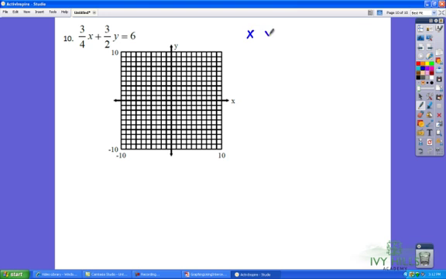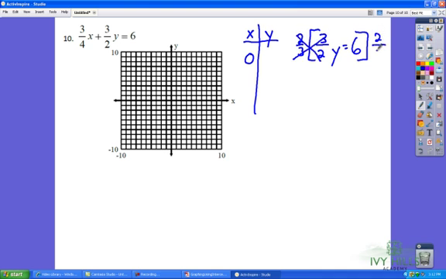For the last problem, number 10, making an xy chart again. Remember, if I'm finding my y-intercept, x is 0. So if I make x 0, that will give me 3 halves y equals 6, multiplying the right and the left-hand side by the reciprocal of 3 halves, which is 2/3. Don't forget, you can cross-cancel the 6 and the 3, leaving me with a 2 right here. And that is going to give me a y value of 4. So my y-intercept is 0, 4.